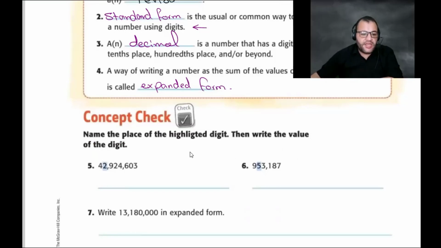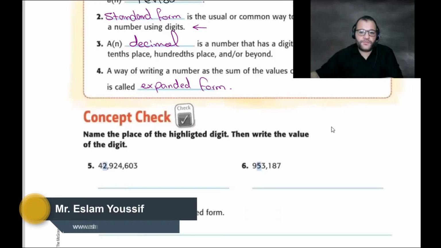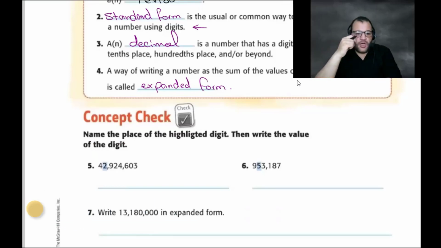So the next question, we need to name the place of the highlighted digit. Then we need to write the value of the digit. What is the name of this place? It means we need to find the place value. After finding the place value, we need to find its value. So for question number 5, if you can solve, only we have Abdurrahman and Walid. Just raise your hand if you can solve. Malik, Remli, and Jid, we need more. Who can solve this question?